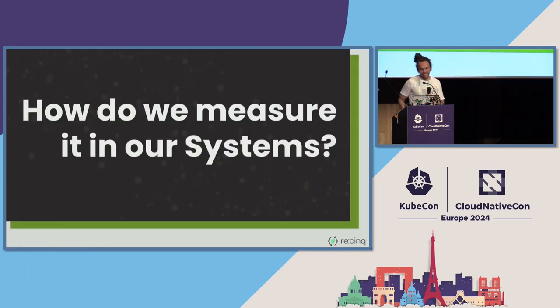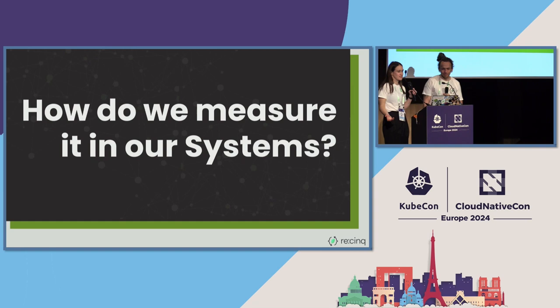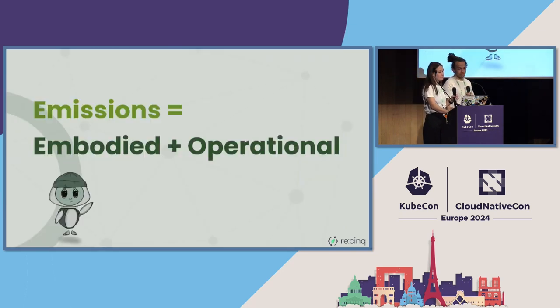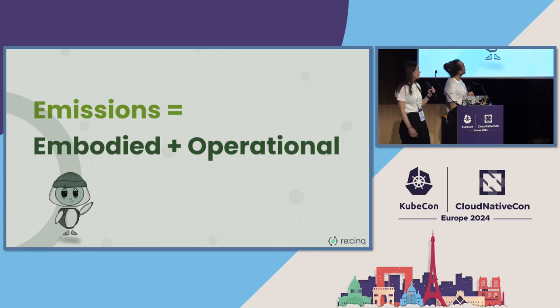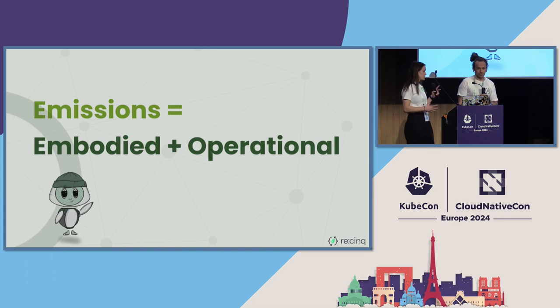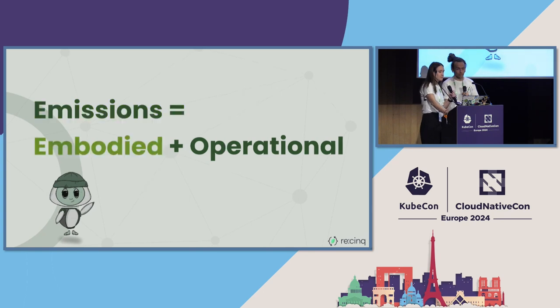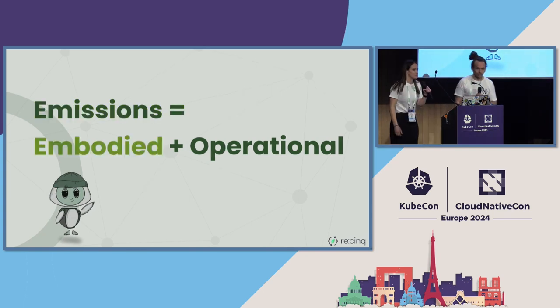So great. Now we know what carbon emissions are, but how do we measure them in our systems? Because without the ability to measure, it becomes challenging to optimize and reduce, since we won't have the means to quantify those changes effectively. So first, the total carbon emissions is composed of two parts, the embodied emissions and the operational emissions. If you were aware of the SCI, this is very similar to that, but without the rate, because we didn't require the rate in our calculations. So we just focused on these two components. And so Brendan's going to talk about what embodied emissions are.